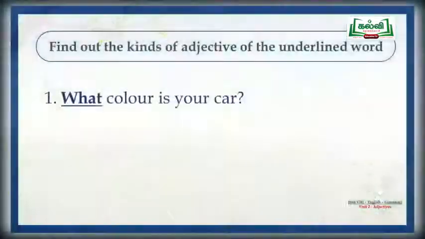Now, let us do some exercise. Find out the kinds of adjectives of the underlined word. A sentence will be shown on the screen. You just see the underlined word and try to say what kind of adjective it belongs to. Are you ready? The first sentence, what color is your car? What color is your car?